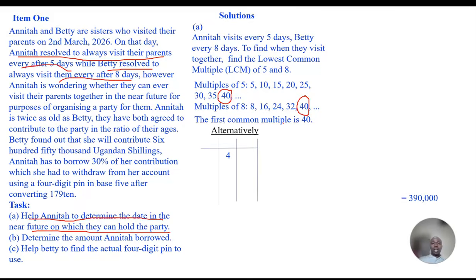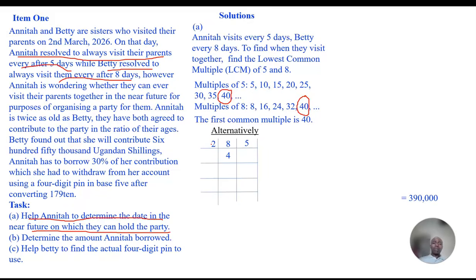Alternatively, you can use the ladder method to determine this LCM. You draw the ladders. I saw many students make mistakes here. When you are finding the LCM of two numbers, we use prime factorization. The first prime number is always 2. So after writing your 8 and 5 here, you don't directly divide by 5. I saw some people directly starting with 5, others with 8. No, start by dividing by 2.